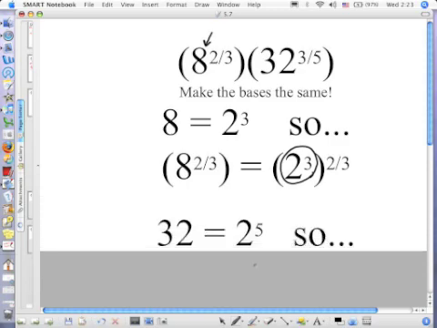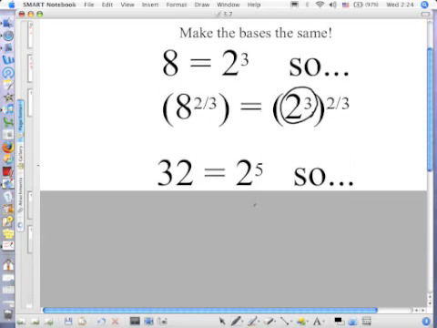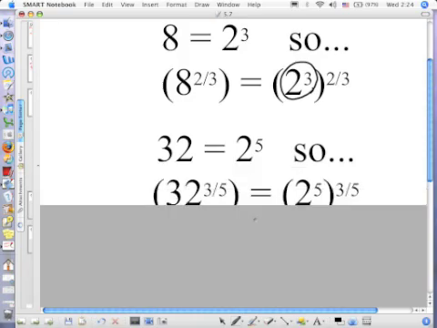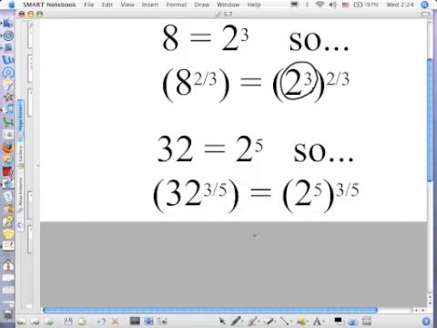Isn't 32 2 to the 5th power? Yes, it is. Just take a look. 2 cubed is 8. 8 times 2 is 16. 16 times another 2 is 32. So going the same way here, 32 to the 3/5 is the same thing as 2 to the 5th, raised to the 3/5.